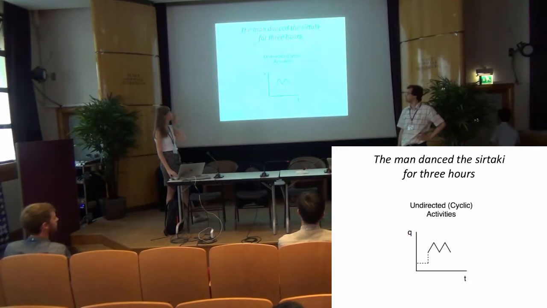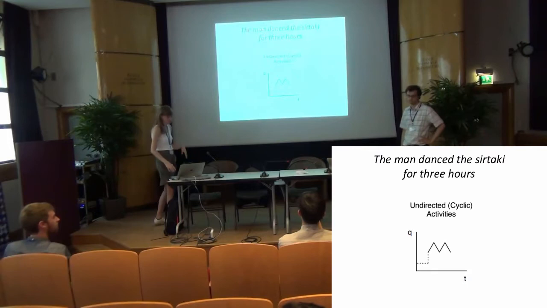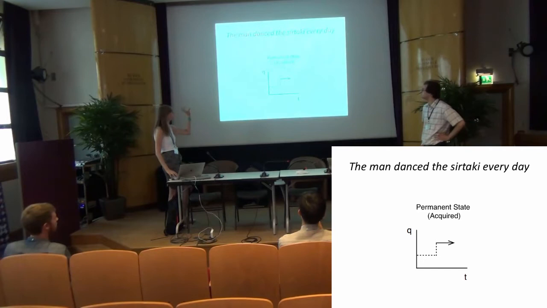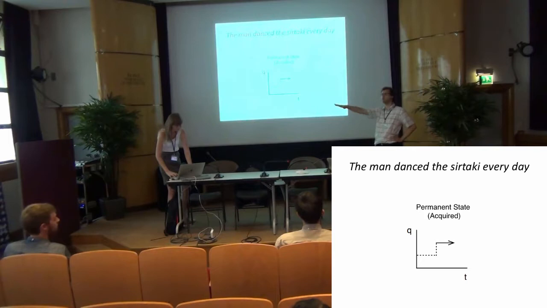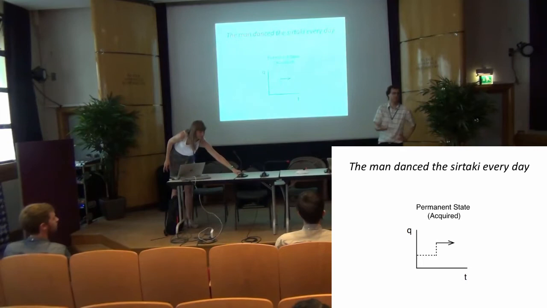Another example, the man danced the sirtaki for 3 hours, is just dancing, so it's undirected. Or the man danced the sirtaki every day: although it's preterite, he also analyzes it as a generic property of that man, or a habit. He sometimes calls it habitual. The every day actually influences the aspect very much.